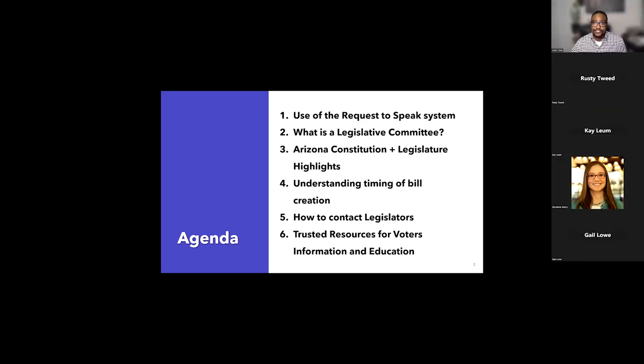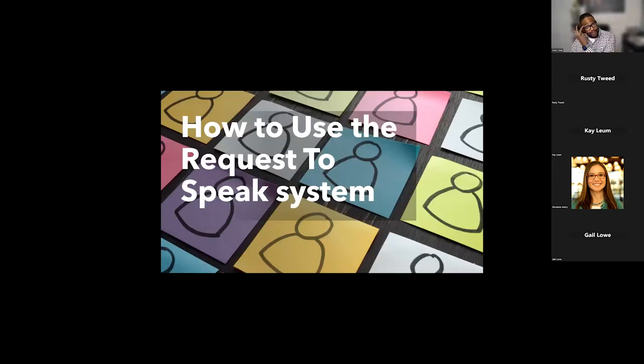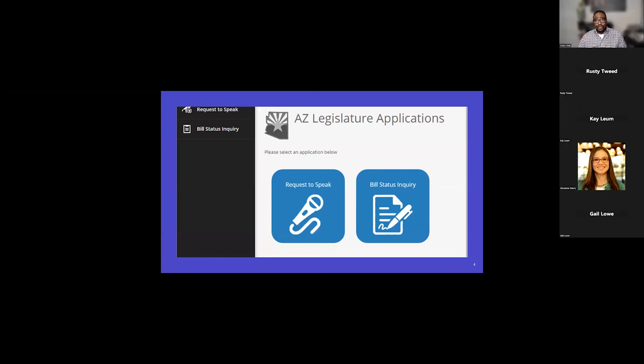So let us begin. So first up, let's talk about how to use the request to speak system. And this is a system used for the people from the community to go and voice their opinions to the legislature down at the Capitol. If you go to the Capitol and you use the website, or if you use the website at home, this is what it looks like. I just wanted you to be familiar with what the request to speak website is going to look like. So you'd either request to speak or you look at a bill status to follow a particular bill. And we'll cover that more as we go on.